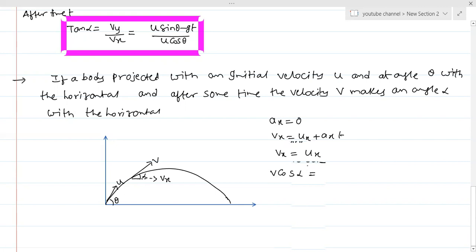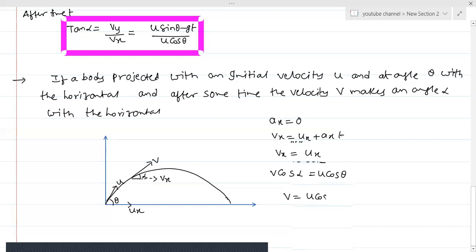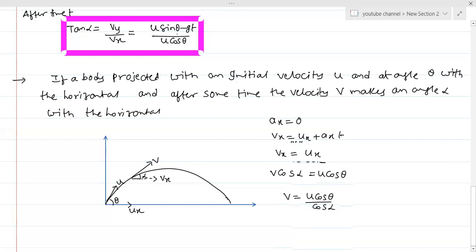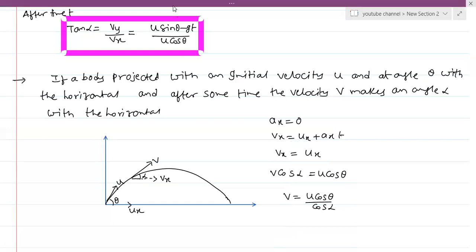And already we studied the ux. ux will be in this direction, so that will be equivalent to u cos theta. So v cos alpha equals u cos theta, and v is equivalent to u into cos theta by cos alpha.